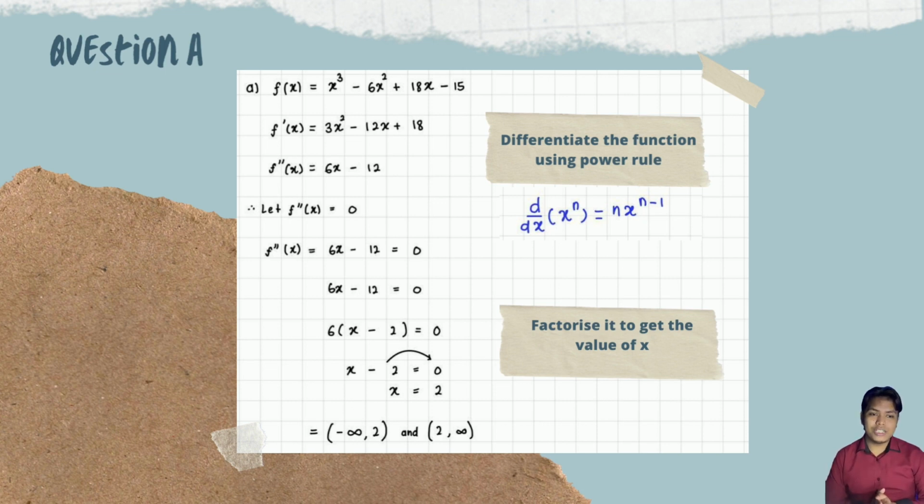Then we must differentiate once again to get the second derivative of the function using the same method, which is using power rule. So we will get the second derivative of f equal to 6x minus 12. To get the value of x, we must let the second derivative function equal to 0. So 6x minus 12 equal to 0. Then we factorize it to get the value of x. So the value of x equal to 2. Then the intervals that we will get are negative infinity to 2 and 2 to infinity.